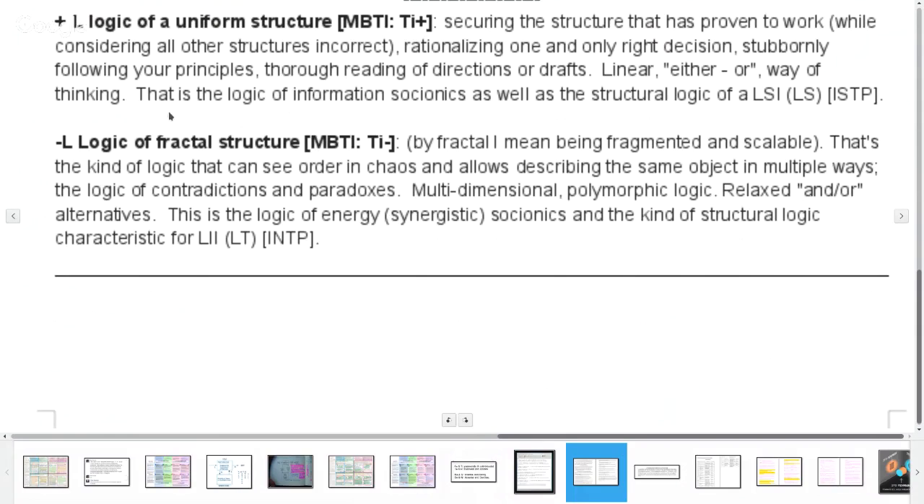Whereas, look at this, for Ti minus, that is the logic of information socionics as well as the structural logic of LSI. So basically saying that Model A is Model 80s, i.e. the decade it's stuck in, and it's a bit rigid.